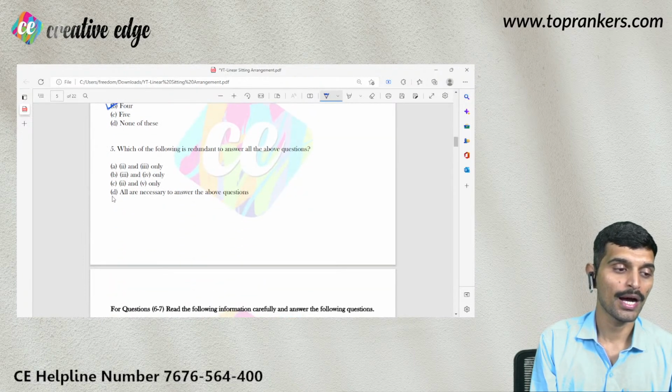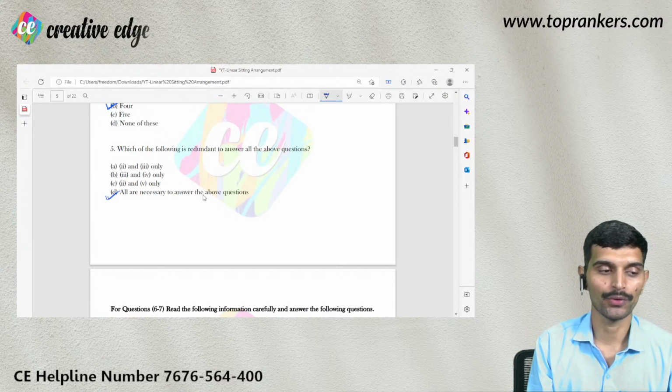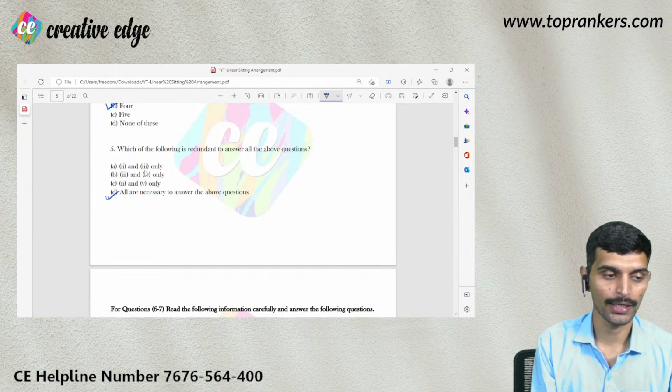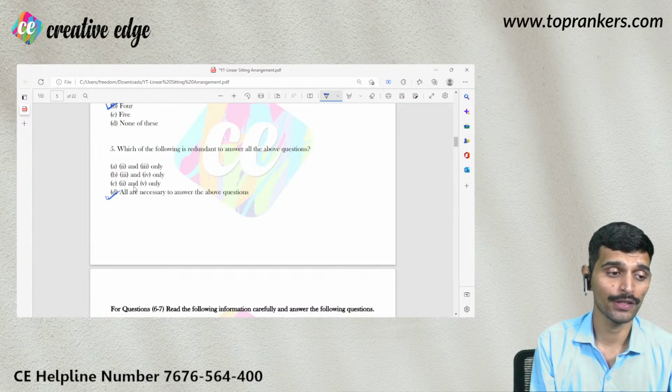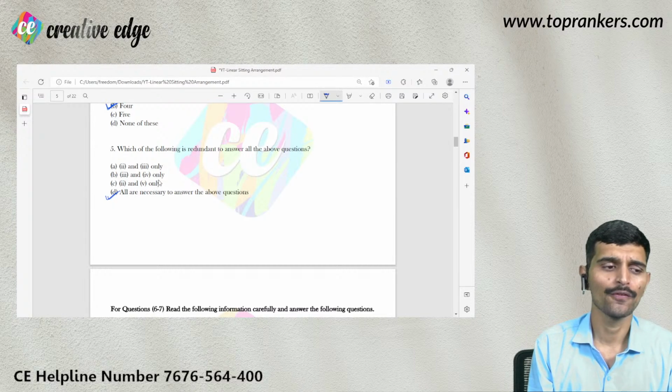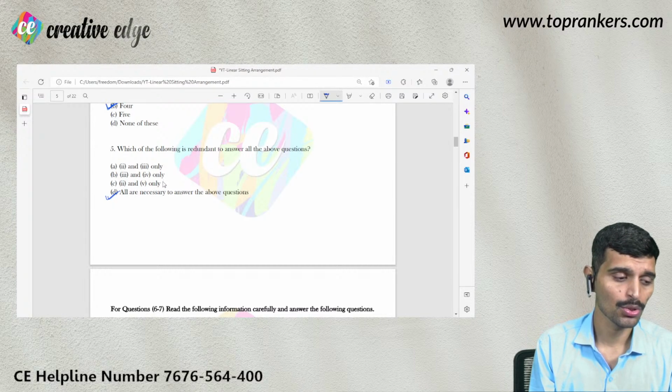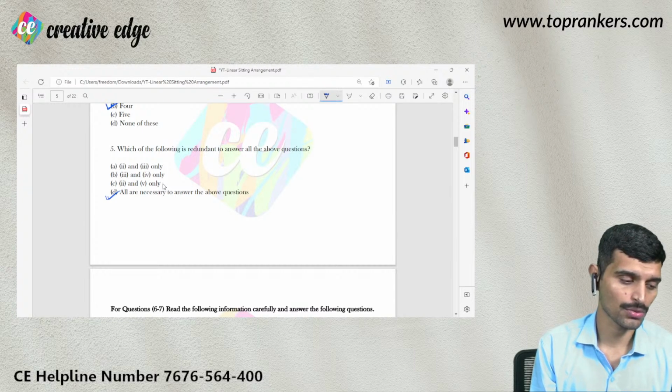So the answer to this question should be option D. All are necessary to answer the above questions. We cannot ignore the second and third statements. We cannot ignore the third and fourth. We also cannot ignore the second and fifth, right? We need all the statements to answer the given questions.